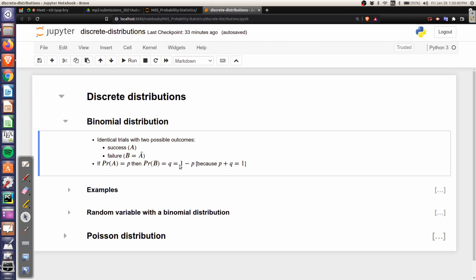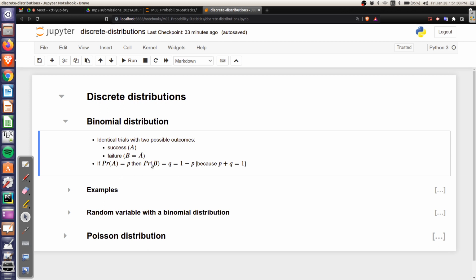Why will it be 1 minus P? Because there are only two possible outcomes. So the probability of the first outcome plus the probability of the second outcome will give us the total probability, and that total probability has to be equal to 1. So P plus Q must be equal to 1. Therefore, if I just know P, I can find out Q. So if P is equal to 0.25, then Q will be 0.75, and so on.